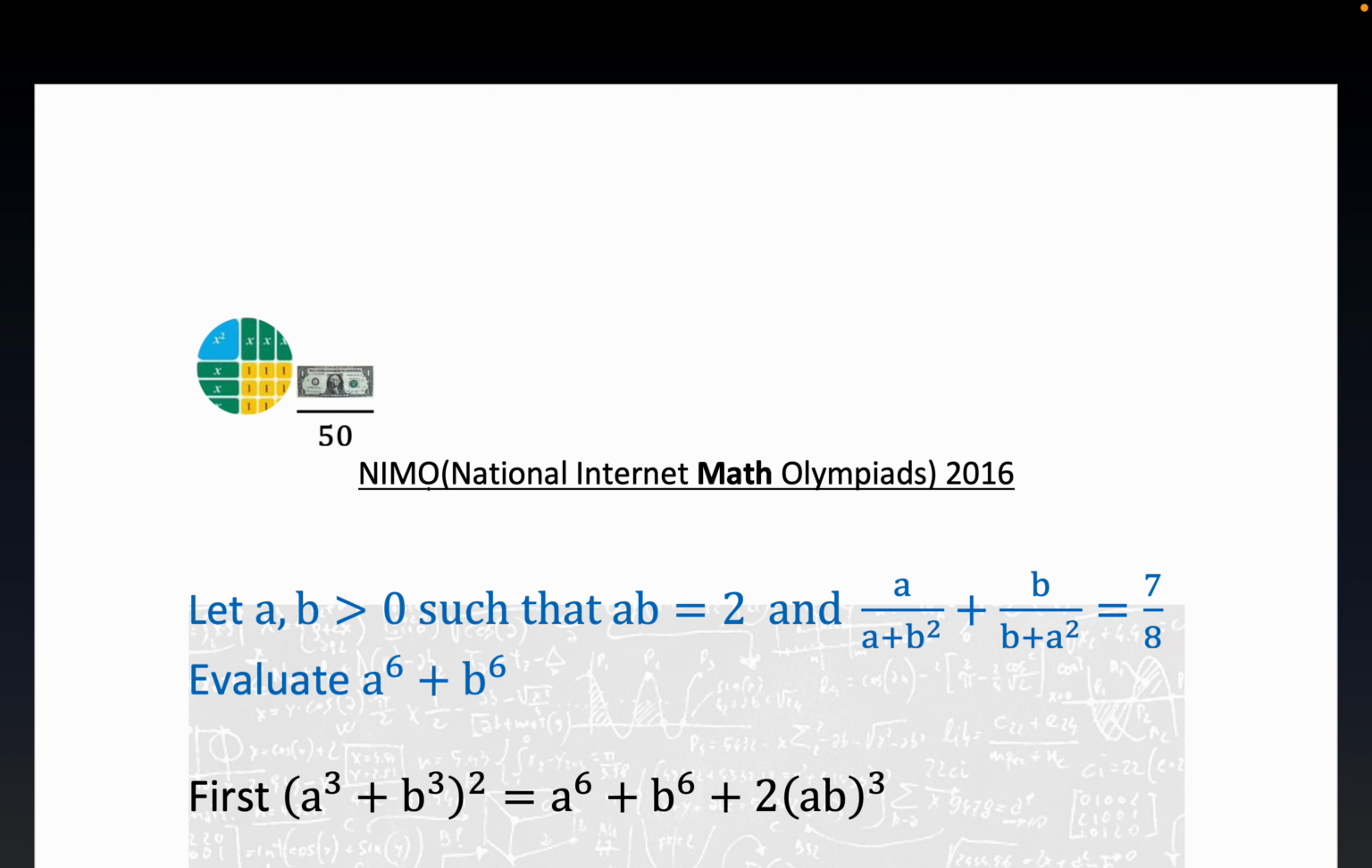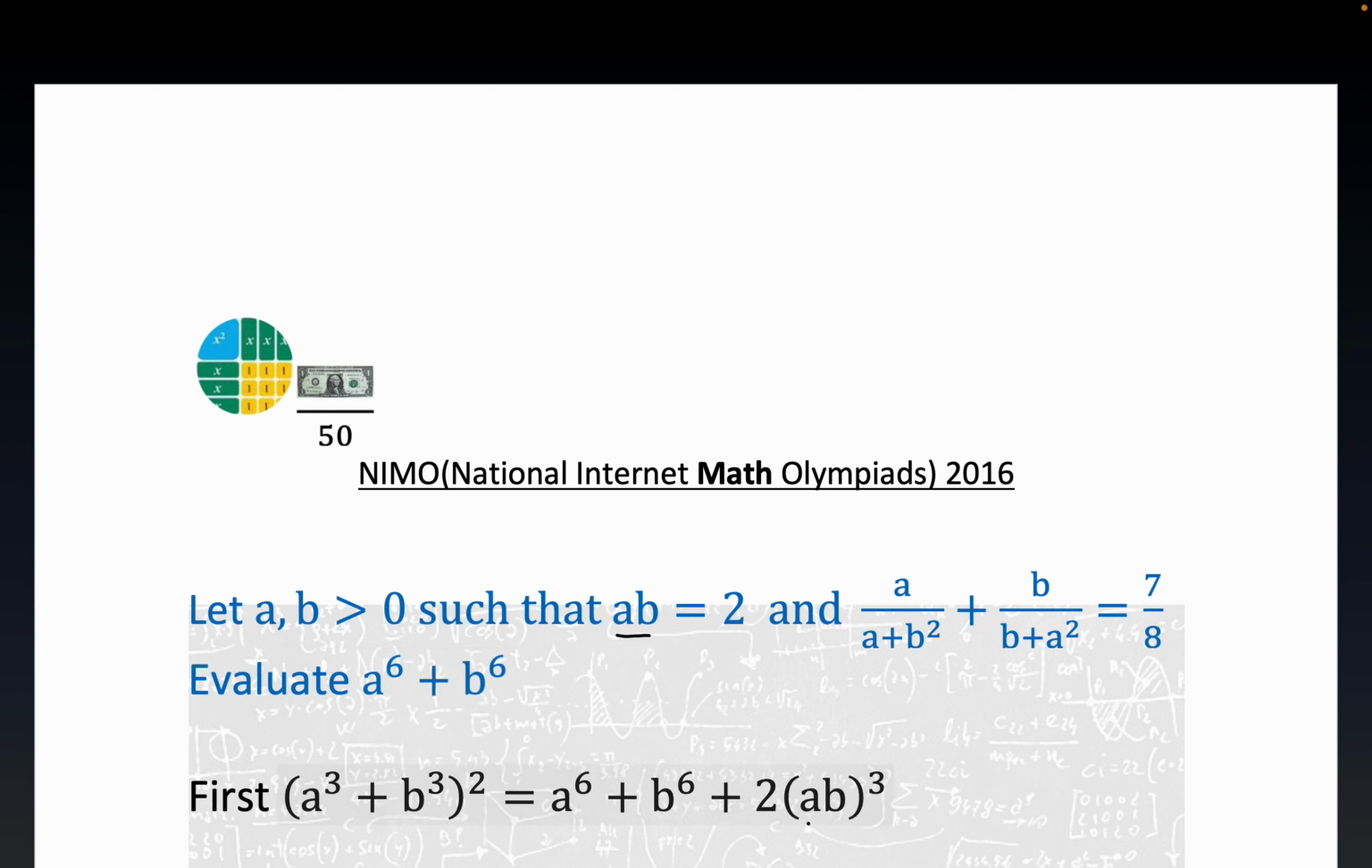Everybody, today we have a problem from the NIMO competition, which is no longer in existence as far as I know. Now, this very first problem, we're looking for positive a and b. We have positive a and b, and we have two given equations, and we're supposed to evaluate a to the 6 plus b to the 6.